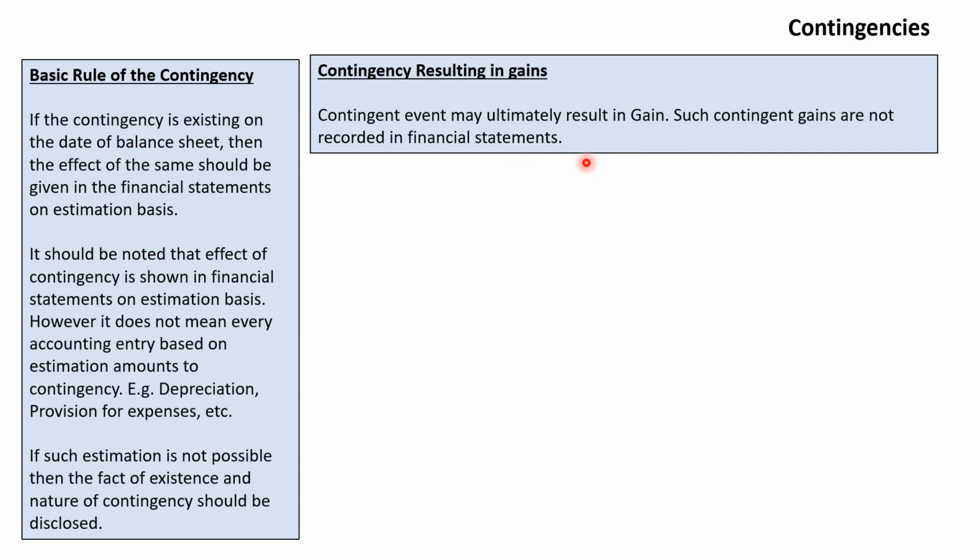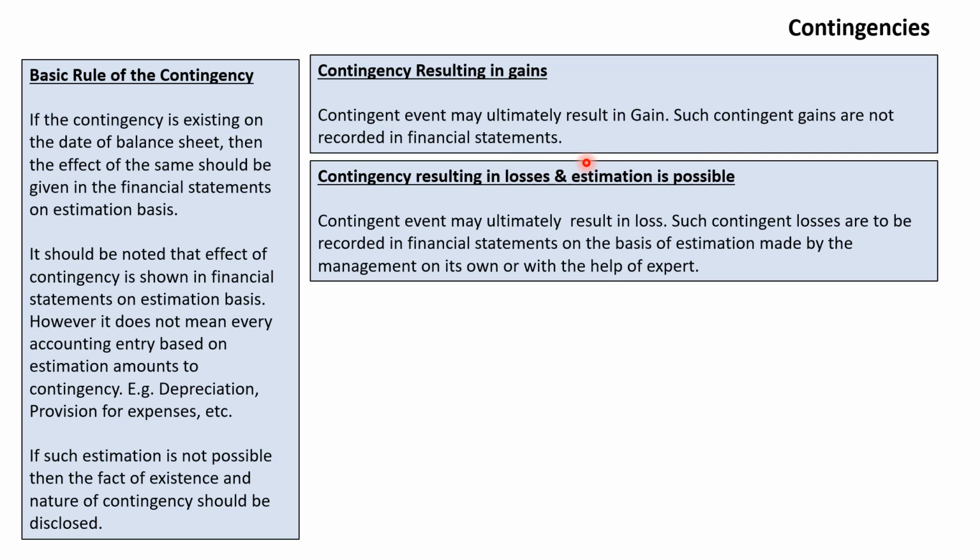A contingency which is going to suffer or result in losses, a contingency which is going to result in a negative position, that is required to be recorded. So if the contingency is resulting in losses, and if the estimation is possible, then what are we going to do? Then the contingent event may ultimately result in loss. Such contingent losses are to be recorded in financial statements on the basis of estimation made by the management on its own or with the help of an expert.